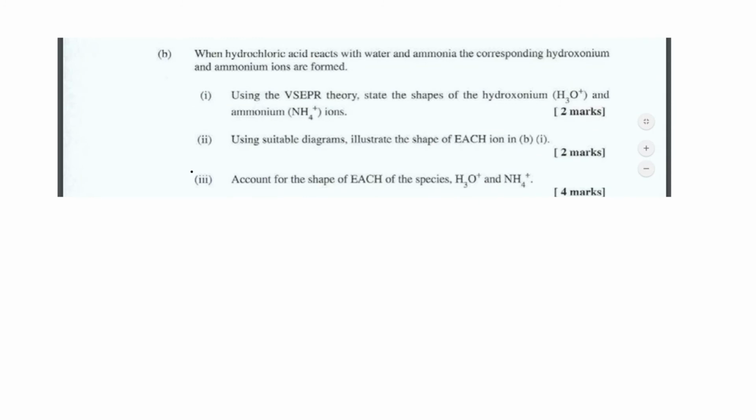When hydrochloric acid reacts with water and ammonia, the corresponding hydroxonium and ammonium ions are formed. Using the VSEPR theory, state the shapes of the hydroxonium ion and ammonium ion. That's part 1. Part 2, using suitable diagrams to illustrate the shape of each ion. And part 3 says account for the shape of each of the species. We already looked at ammonium ion earlier. Let's look at the hydroxonium ion. Hydroxonium ion is just water with another hydrogen.